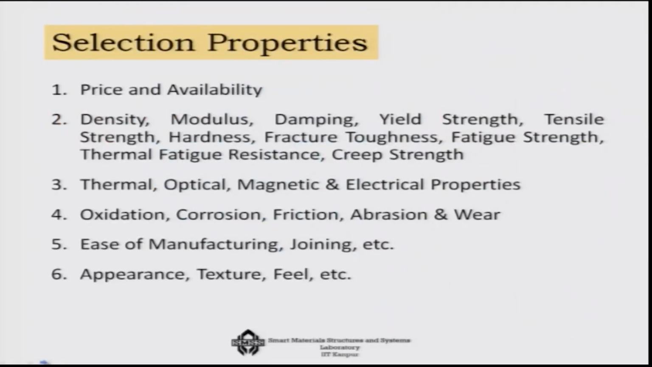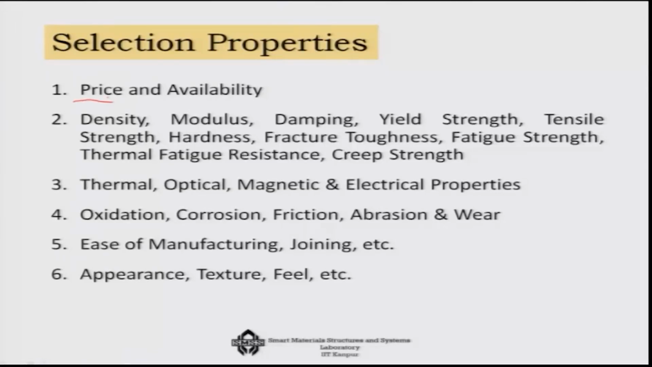Now, when we will be selecting a particular material for a particular function, what are the points that you have to keep in your mind? The first important point you have to keep in your mind is the money, that is the price and availability of the material. So, that is the first important part we have to keep in our mind. Then the second is we have to look into the group of mechanical properties.